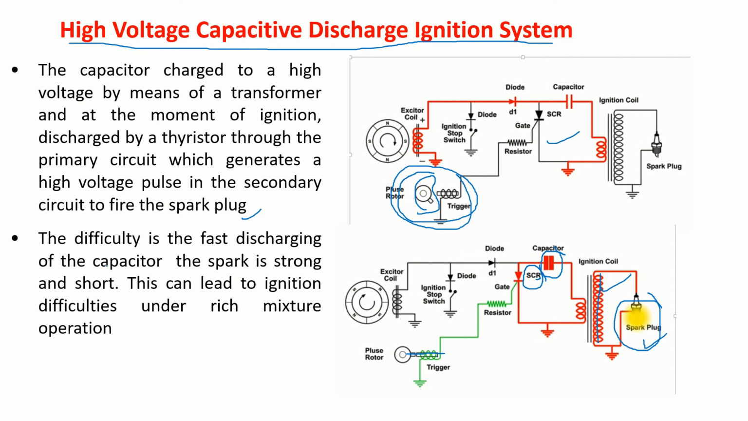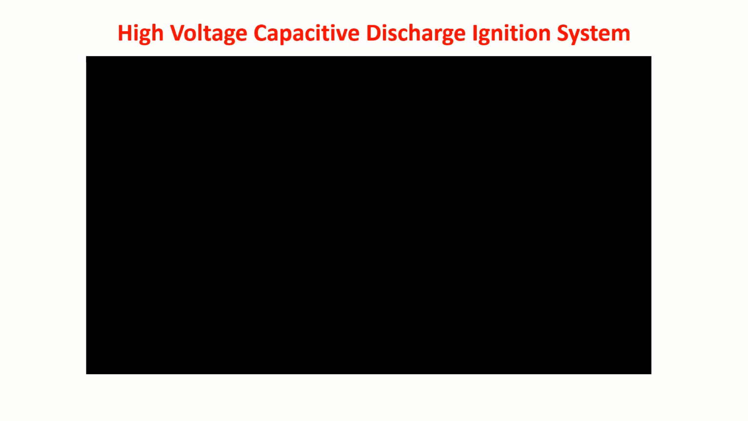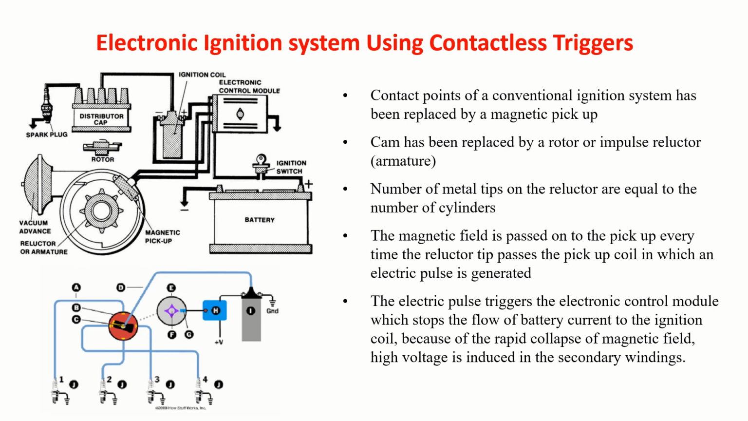The difficulty is the fast discharging of the capacitor. The spark is strong and short. This can lead to ignition difficulties under rich mixture operations because it will not last for a longer time. Okay, there are videos available to understand this. Next, you have this electronic ignition system using contactless triggers.